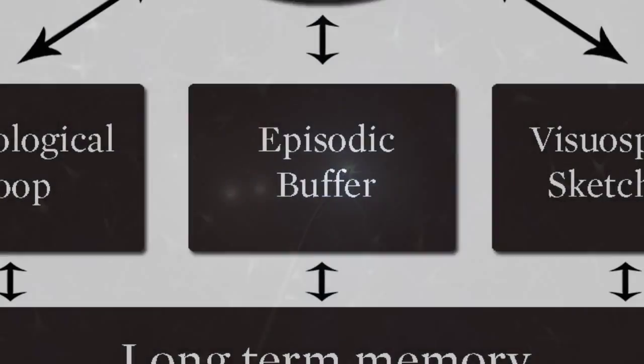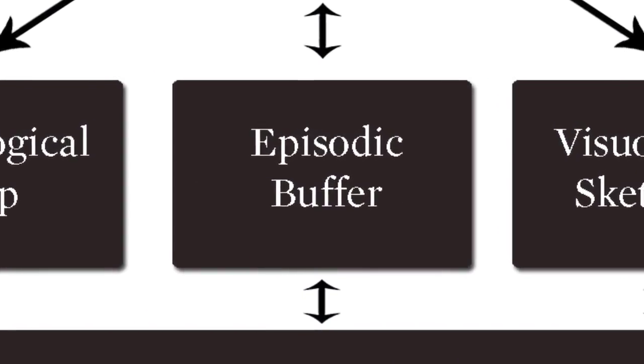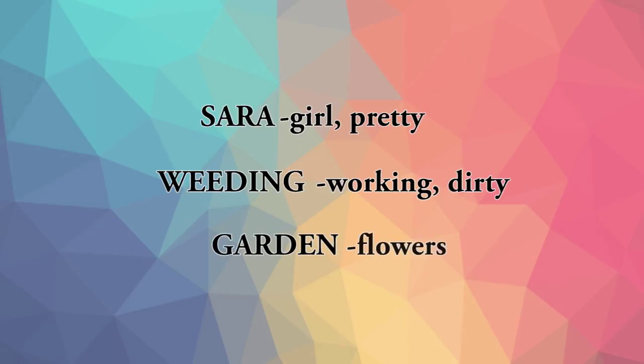At this stage, prior knowledge is activated by the incoming text, and information from long-term memory that is associated with the text is also brought into the buffer to connect to the micro-proposition structure, such as Sarah is associated with girl, and pretty from previous connections found in the long-term memory. Likewise, weeding is associated with working and dirty, and garden is associated with flowers.